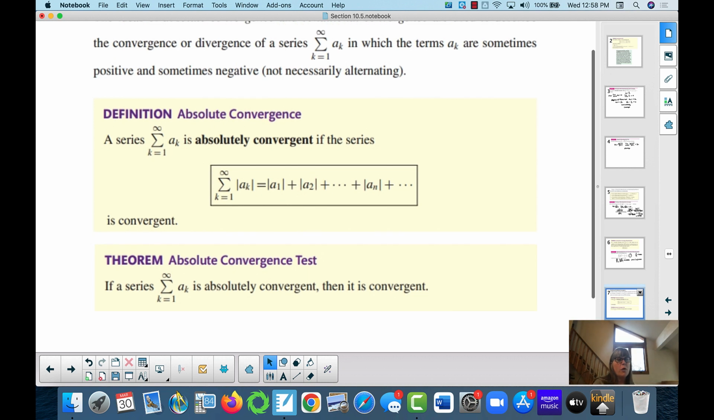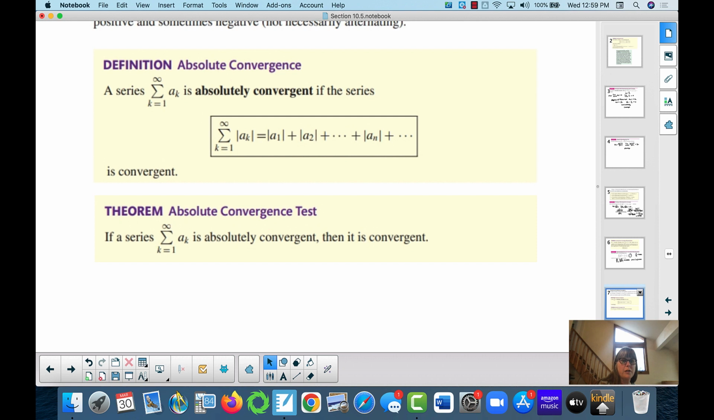So to determine whether a series is absolutely convergent, we take the absolute value of all the terms, whether it's an alternating series, or we just have some positive values and some negative values, or even if they're all the same. If the series that includes the absolute values of all those terms is convergent, then we know that the series we're looking at is also convergent.